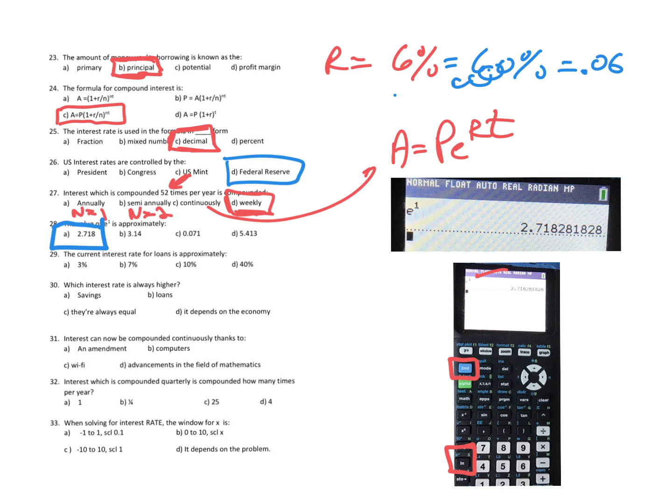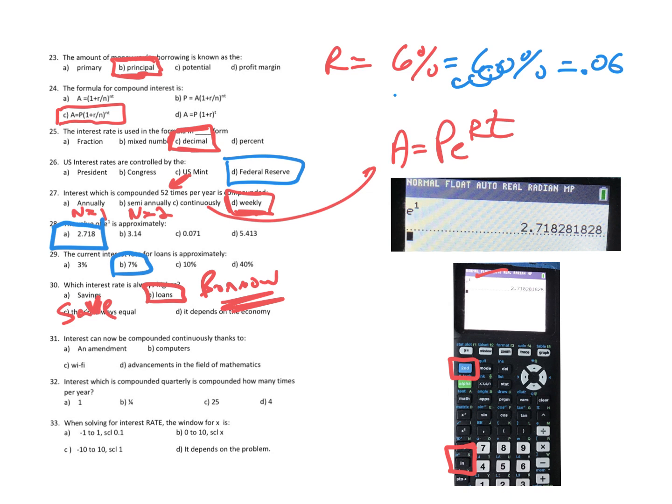Now, as far as interest rates for loans, right now they're about 7%. And interest rates are always higher on loans. Banks always charge you more money to borrow than it is to save. It always costs you more to borrow. That's why it's always in your best interest financially to save.